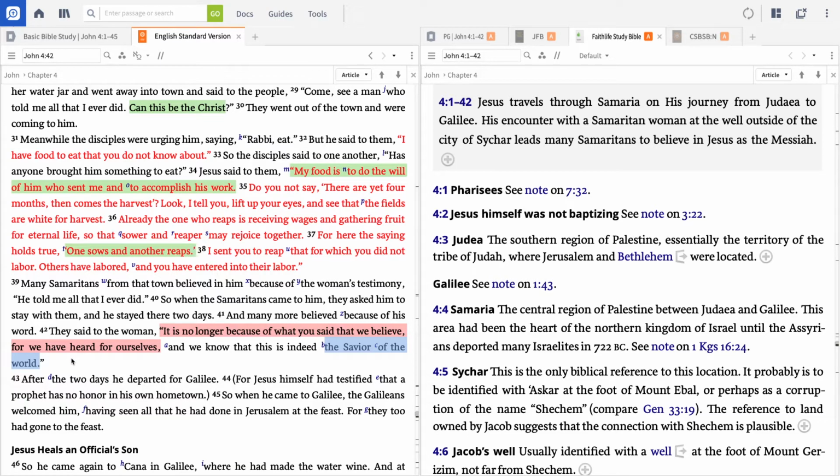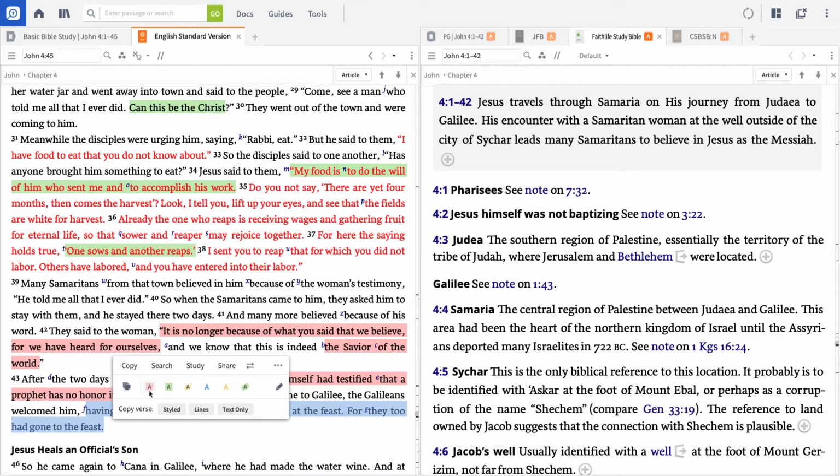After the two days he departed for Galilee, for Jesus himself had testified that a prophet has no honor in his own hometown. So when he came to Galilee, the Galileans welcomed him, having seen all that he had done in Jerusalem at the feast, for they too had gone to the feast. So that's definitely worth looking up. And I think this is interesting, and I'm going to highlight that as well.